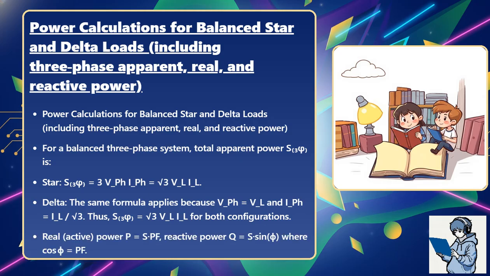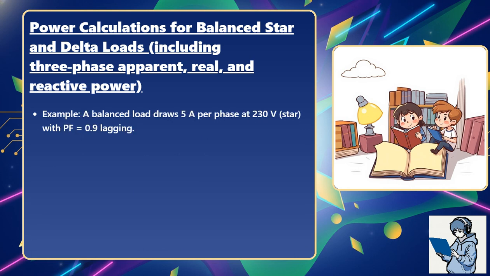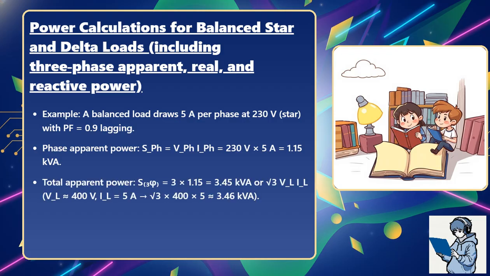Real active power P equals S times power factor. Reactive power Q equals S times sine phi, where cosine phi equals power factor. Example, a balanced load draws 5 amperes per phase at 230 volts star with power factor 0.9 lagging. Phase apparent power S sub PH equals V sub PH I sub PH equals 230 volts times 5 amperes equals 1.15 kilovolt ampere.